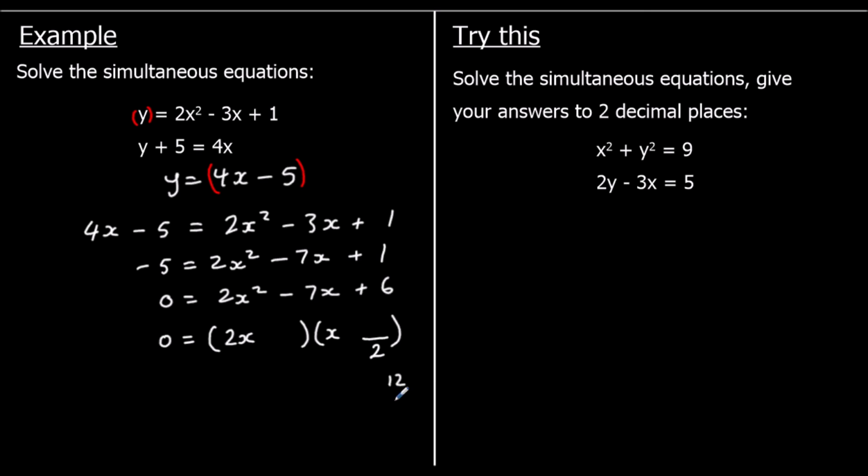So what multiplies to make 12 and adds to make a negative 7? Negative 3 and negative 4. So it's 2x minus 3 and x minus 2. So what can x be? What makes the first bracket 0? That's 3 over 2, or 1.5. And what makes the second bracket 0? That is 2.